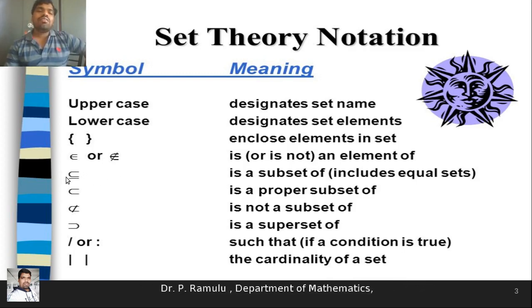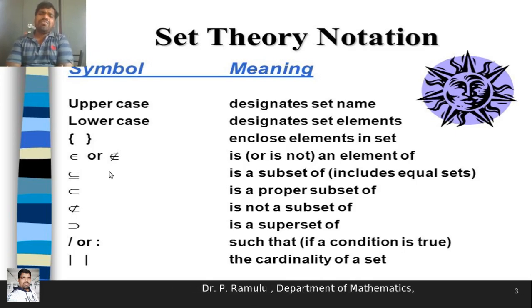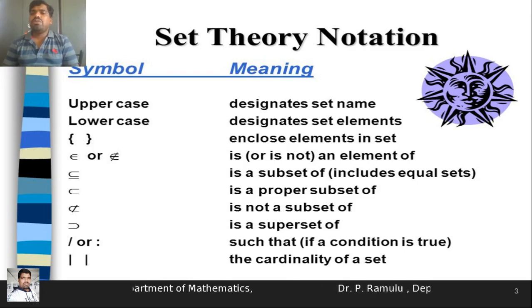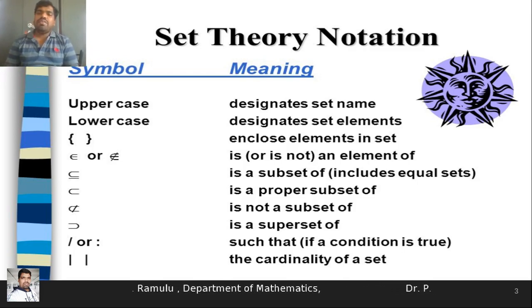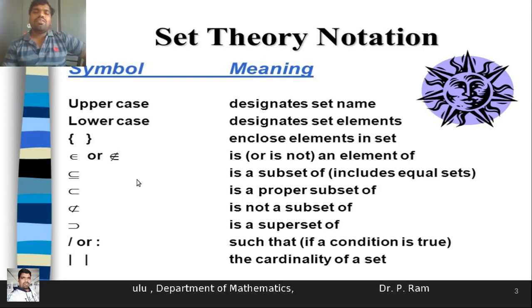So what is subset or equal to? We can compare two sets. Subset or equal to: if I take A equal to {1, 2, 3, 4, 5} and B equal to {1, 2, 3, 4, 5, 6, 7}, then A contains up to 5 elements and B contains up to 7 elements. That means A is a subset of B. A is a strict subset. If I take A equal to {1, 2, 3, 4, 5} and B equal to {1, 2, 3, 4, 5}, then in this case we can write A equal to B.